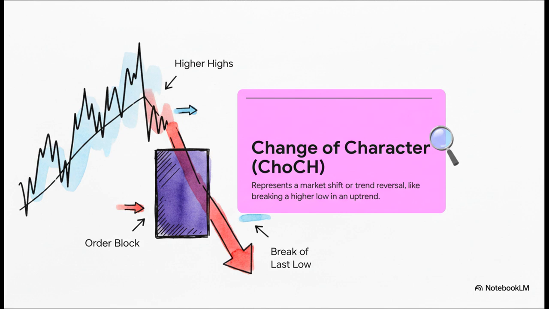So for example, in an uptrend, if price suddenly fails to make a new high and instead breaks the last low, the market's character has shifted. It's gone from bullish to potentially bearish. And the order block that caused that shift is absolutely critical.